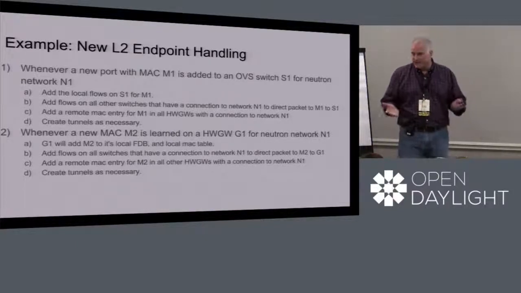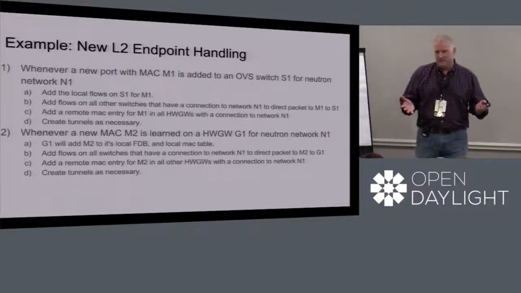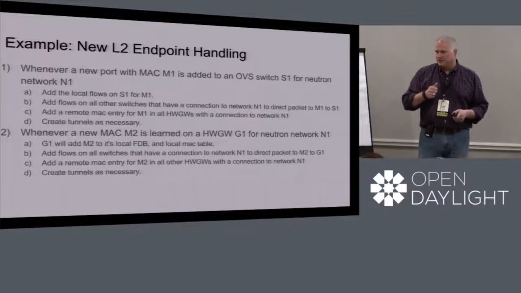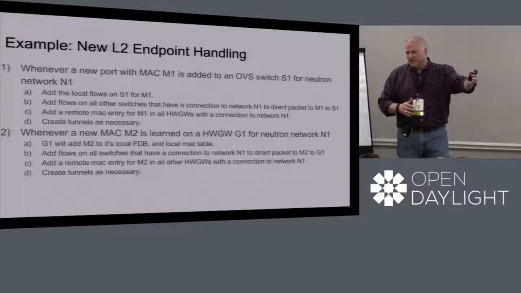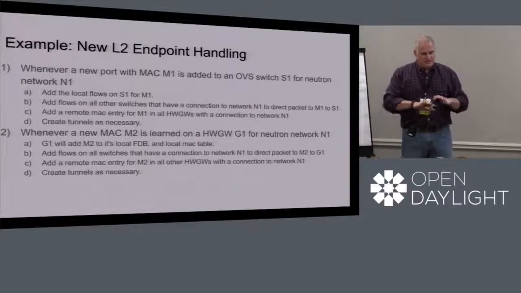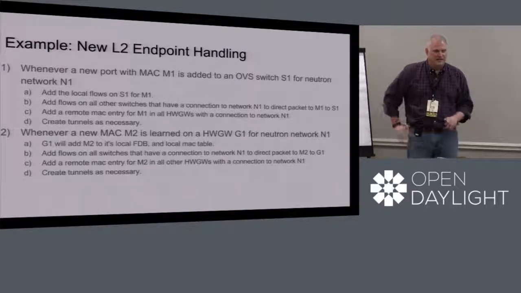It's then pretty much the same thing on the hardware gateway. If it learns about a new MAC, that hardware device is going to add information about that MAC to the local forwarding table, and report the information via OVSDB up to the controller, which would then go around and program all the other hardware gateways with the remote MAC table, and then all of the other OVS switches. So there's a certain level of functionality that's the same.